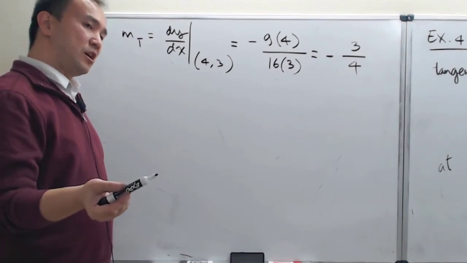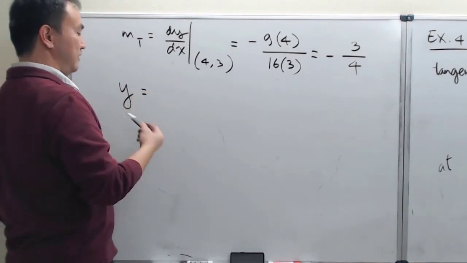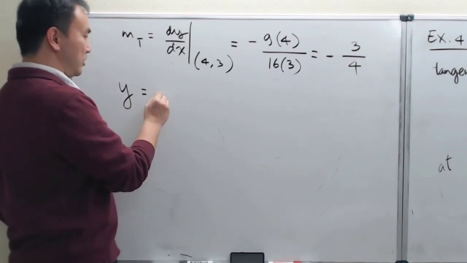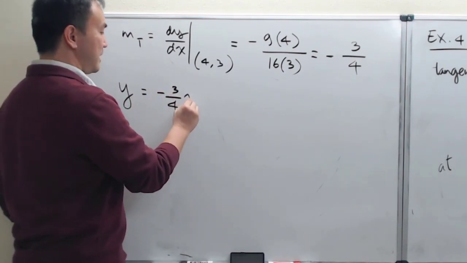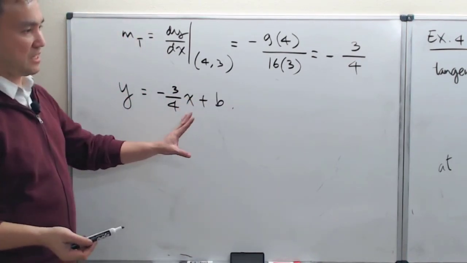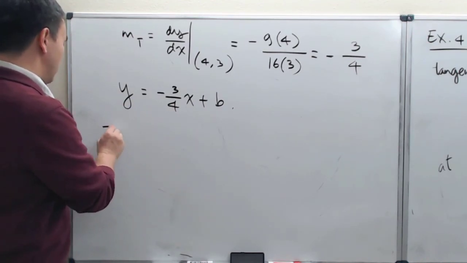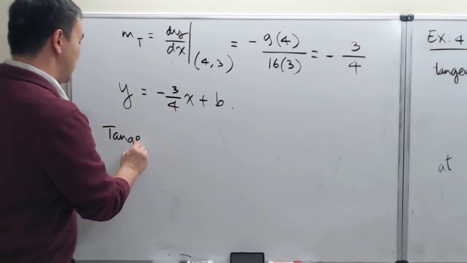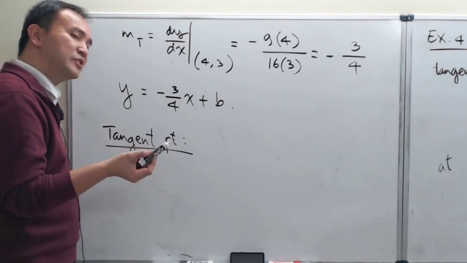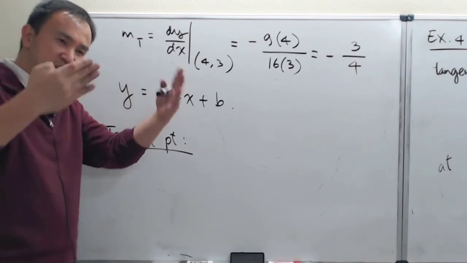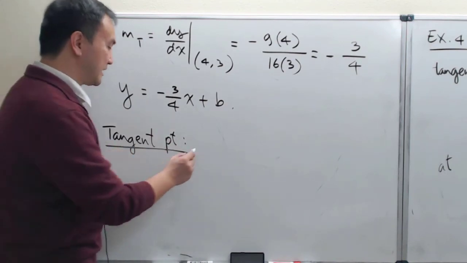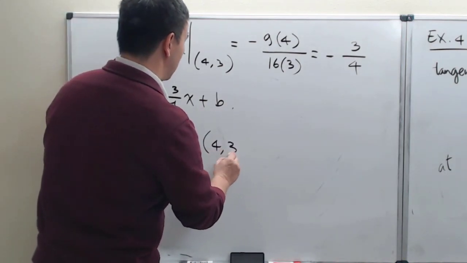All right, so we got the slope of the tangent line. So the equation of the tangent line must be y equals minus 3/4 x plus b. It's a halfway done equation. Now when it comes to the tangent point, we already had one given. I just want to briefly remind that as a general step in finding the equation of a tangent line, we always need to indicate what tangent point we're looking at. That's the point 4, 3.